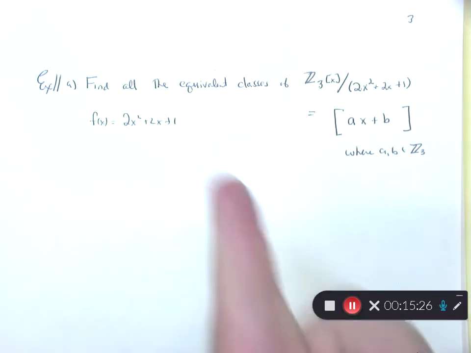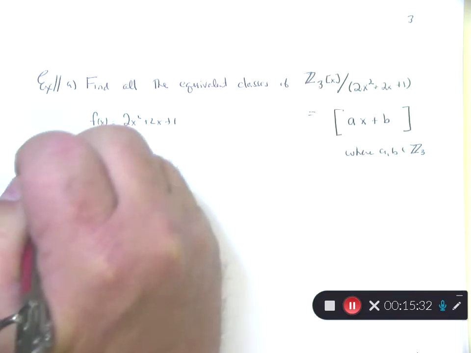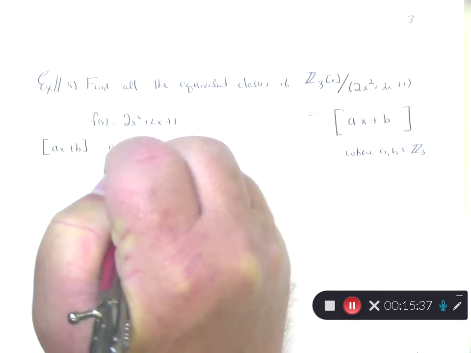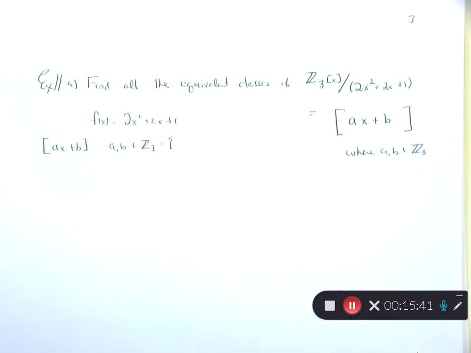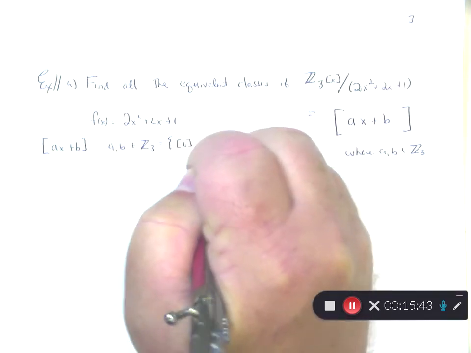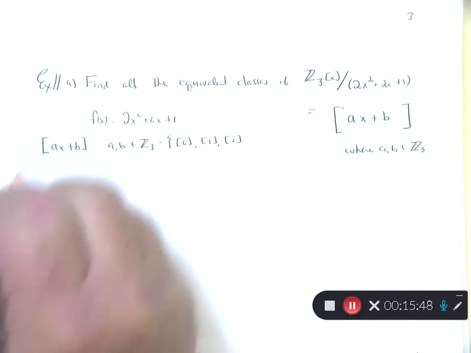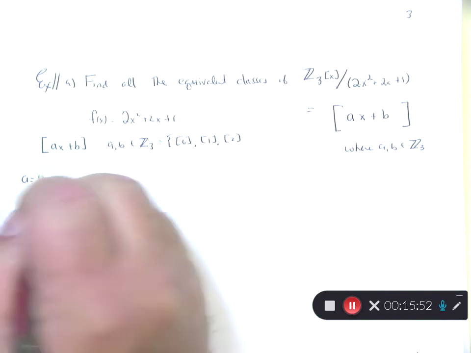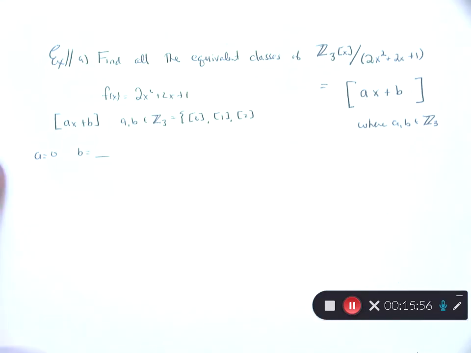It didn't ask me how many, it asked me to write them out. So to write them out, you've got to catch a pattern on this thing. I'm going to write these out in the form of ax plus b, where a and b come from Z3. Remind you, the elements of Z3 are equivalence class 0, equivalence class 1, and equivalence class 2. So basically I set myself up a chart for a and b. I'm going to start off with a being equal to 0, and I'll run the gamut on the b's.